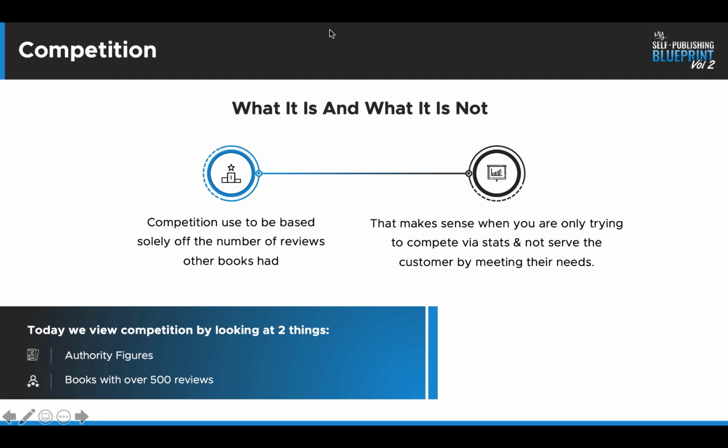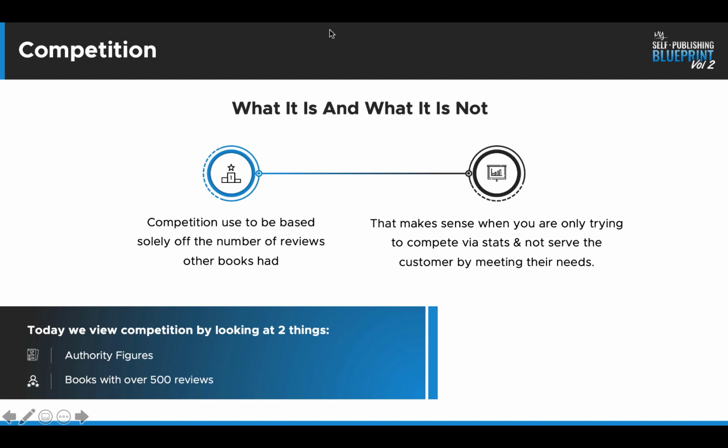Back in the old days, competition used to be based solely off how many reviews a book had. If a book had X number of reviews, you would say it's too much competition. That doesn't really hold true in how we publish today, because you can compete with books that already have hundreds of reviews by coming at them from a different angle, by connecting with the customer better, by having better titles, better descriptions, a better cover. So there's two things that we really take a look at and focus on when it comes to competition. And these are honestly the only two things that matter.